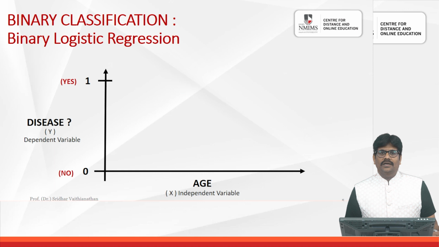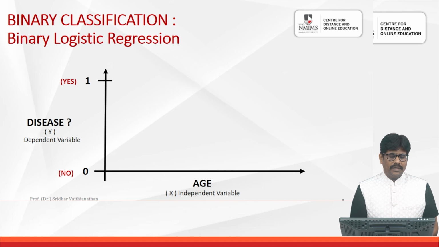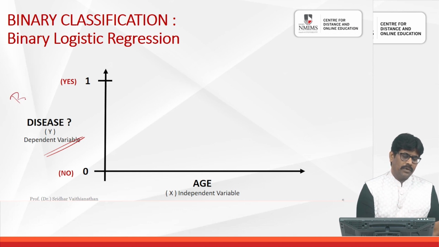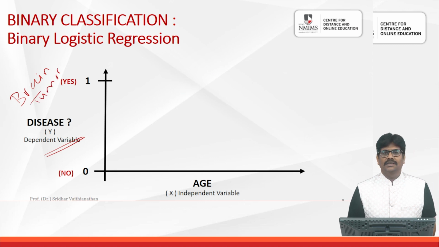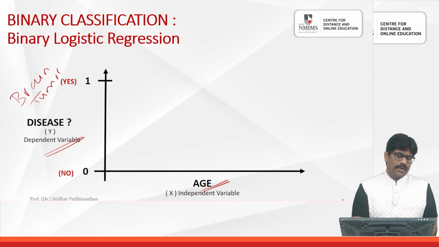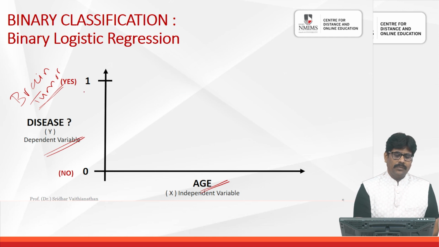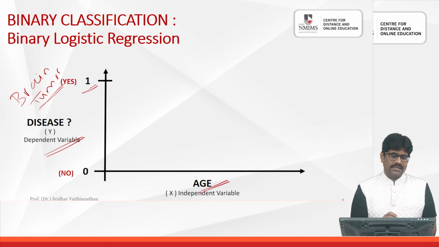Let's take an example and try to understand and appreciate what binary logistic regression is. Let us say I have a dependent variable called disease, and I want to understand the probability of this disease, let us say a brain tumor, just to take an example, and whether the age factor of a person is related to the brain tumor or not. So I am getting the data from the patients, and I am classifying people who have the disease as 1, yes they have a brain tumor, and no as 0.